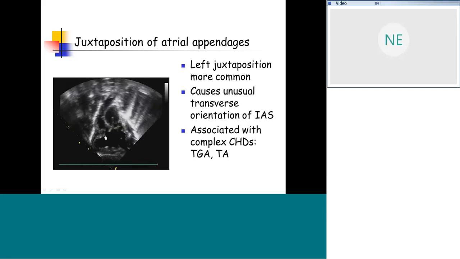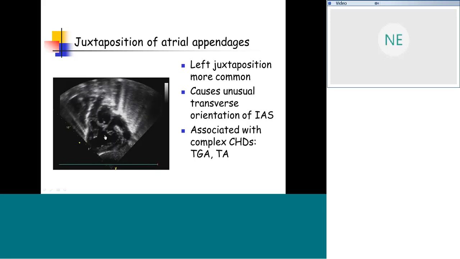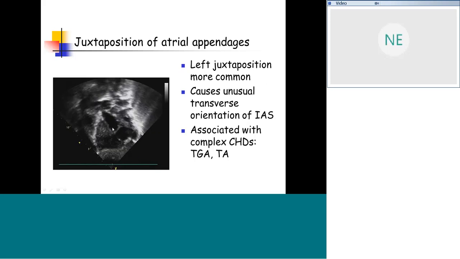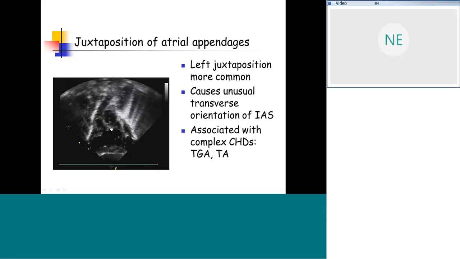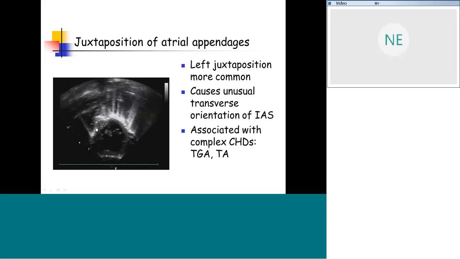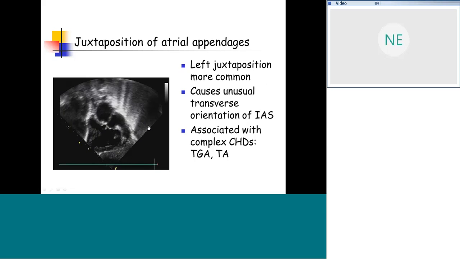first you open up the atria, and then you see the interatrial septum, then you see the juxtaposed appendage, and then you see the great vessels. So the appendage actually is sandwiched between the great artery and the interatrial septum. And the right appendage goes to the left side, so the term used is left juxtaposition of the right atrial appendage.